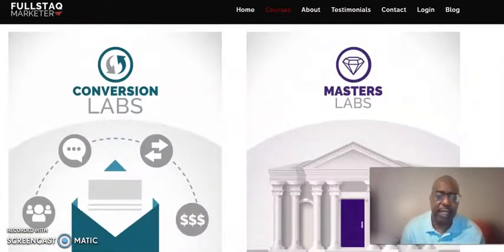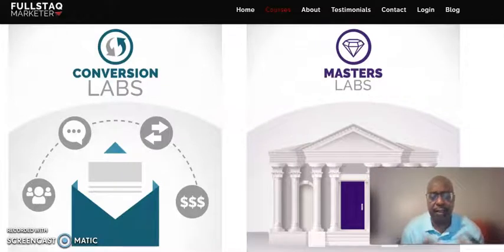Then the Conversion Lab, this is basically the conversion piece of it. That's where you're tracking, so you know if you're profitable or not, and they make recommendations of different tracking software that you can use to make sure that you are profitable, whatever type of marketing campaign you're using.